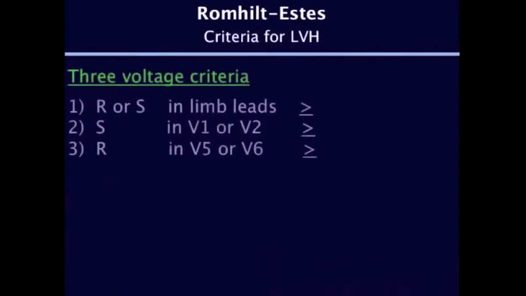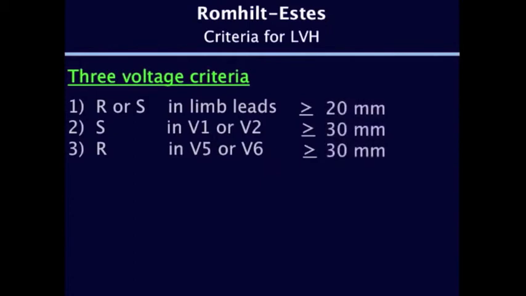According to the Romhilt-Estes point score system, an R wave in V5 or V6 greater than this numeric value points more towards left ventricular hypertrophy. An R wave in V5 or V6 greater than 30 millimeters is a criterion in the Romhilt-Estes system for determining LVH.